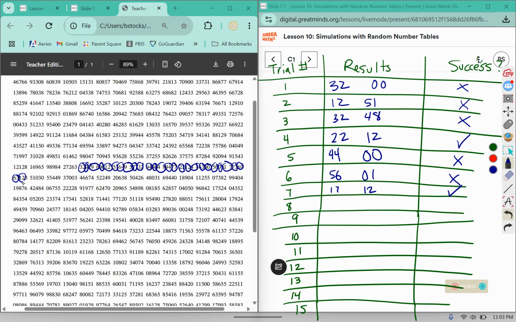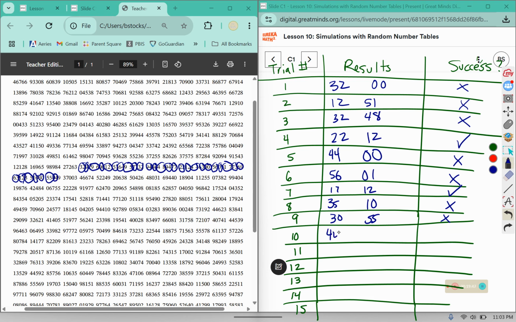35 I can use. And 10 I can use, but that difference is more than 15, so that is a failure. 30 is usable, and 55 is usable, but that's a difference that's more than 15.